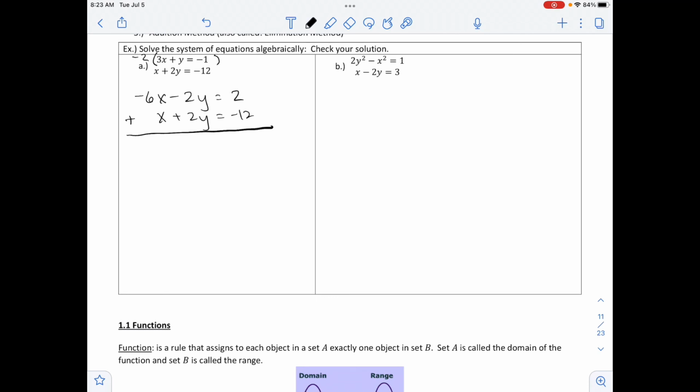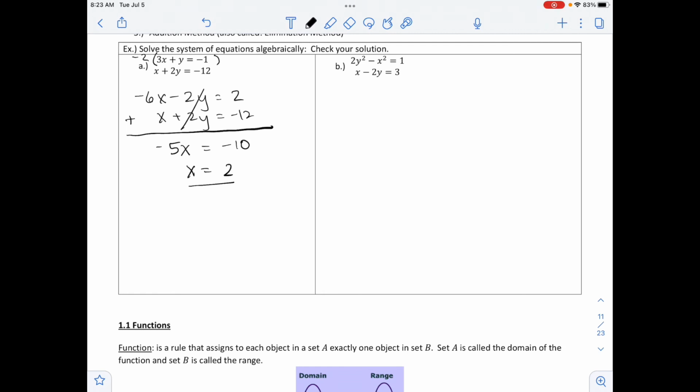So from here, I'm going to combine my two equations. You'll notice that my y's are going to reduce, and I have -6x plus x, or -5x, equals, and then we have 2 minus 12, or -10. Dividing by -5 on both sides, I get x is equal to 2. So this is half of my solution.